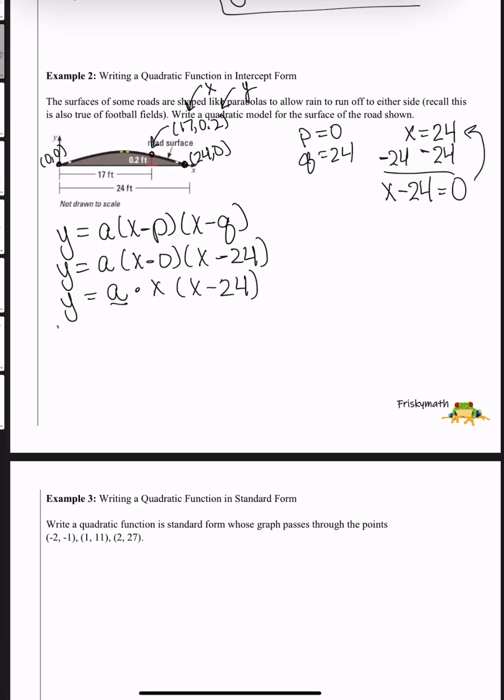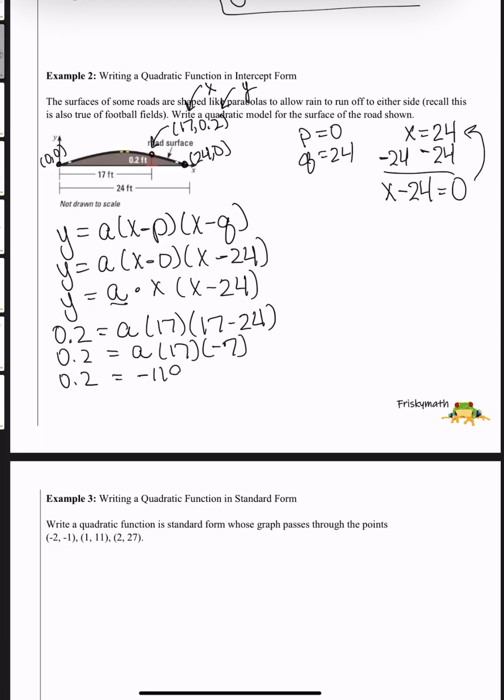So I'm going to plug in 0.2 for y. I don't know a. I do know that x is 17. I'll plug that in. Again, in this factor of x minus 24, I'll plug in 17. Now it's all about simplifying, and solving for a. Now 17 times negative 7 is negative 119. So I'll go ahead and write that times a. Solving for a, we're going to divide both sides by negative 119.